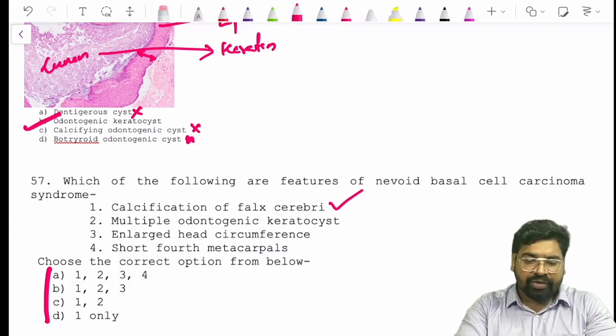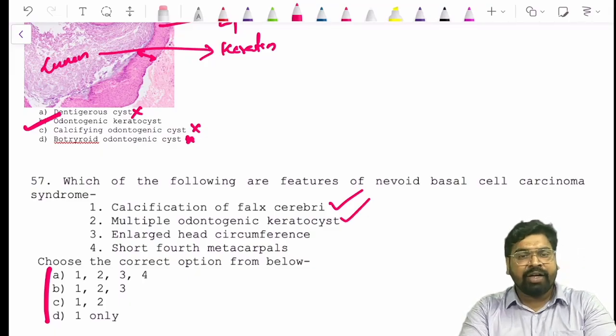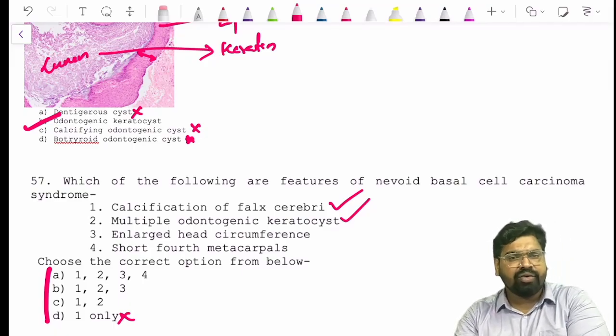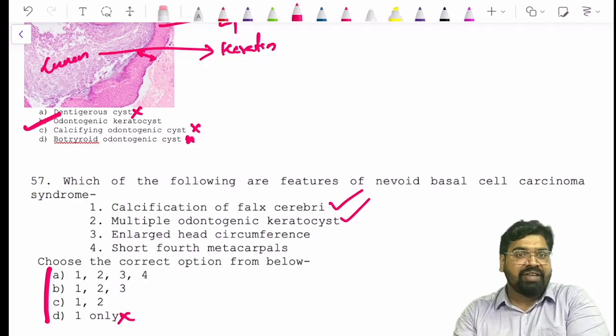Multiple odontogenic keratosis, yes, very true. Yes, 1 and 2 are there, so we can omit D. 1 only is not the answer. 1 and 2. So now it is between A, B, and C.